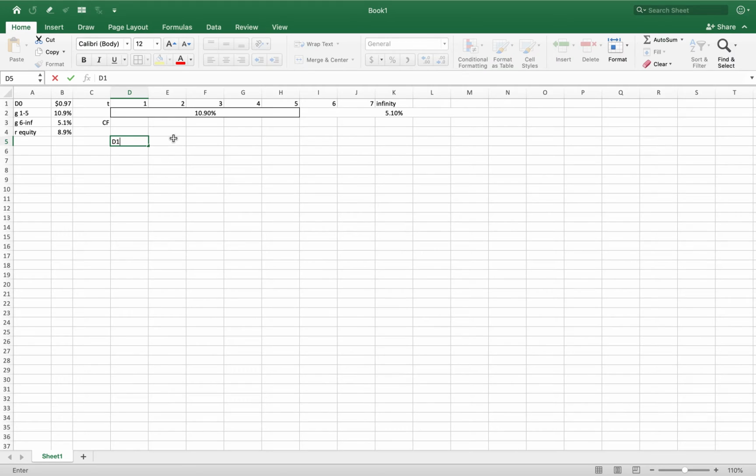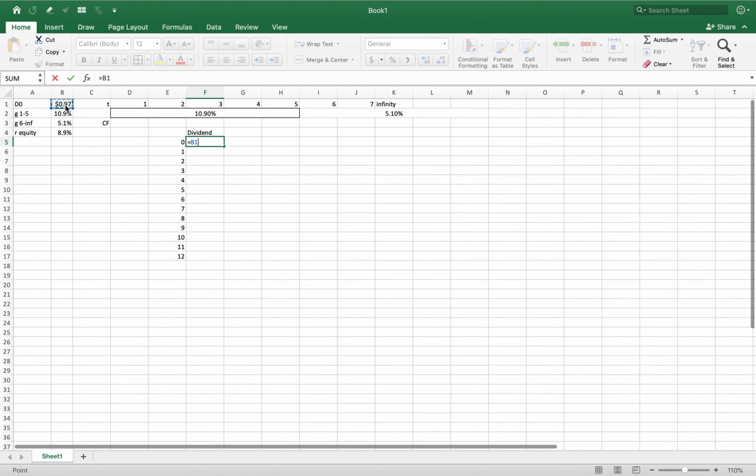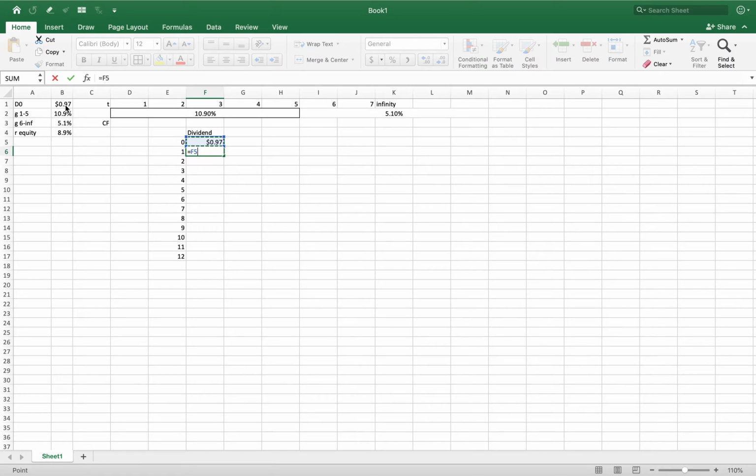So I have to calculate the dividend at each time. I have a timeline, and this is my dividend. Sorry, so the original dividend is 97 cents, right? Then that dividend at time 0 needs to grow times 1 plus the growth rate, right? So I'm going to lock that cell. Remember, I lock cells by putting dollar signs in there. This is going to be my new dividend.